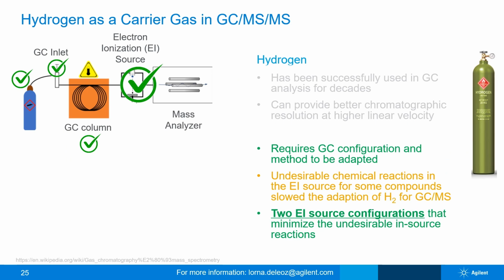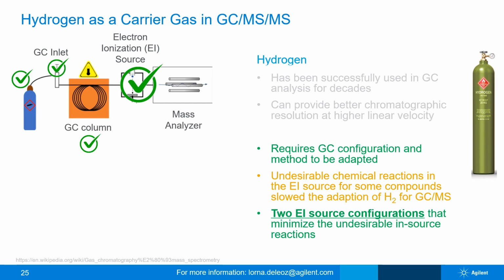Hydrogen has been successfully used for GC applications for decades. It can provide better chromatographic resolution at higher linear velocity or a faster analysis time. However, the instrument configuration and the analytical method need to be addressed and adapted for hydrogen. It is a bit more complex than flipping a switch.